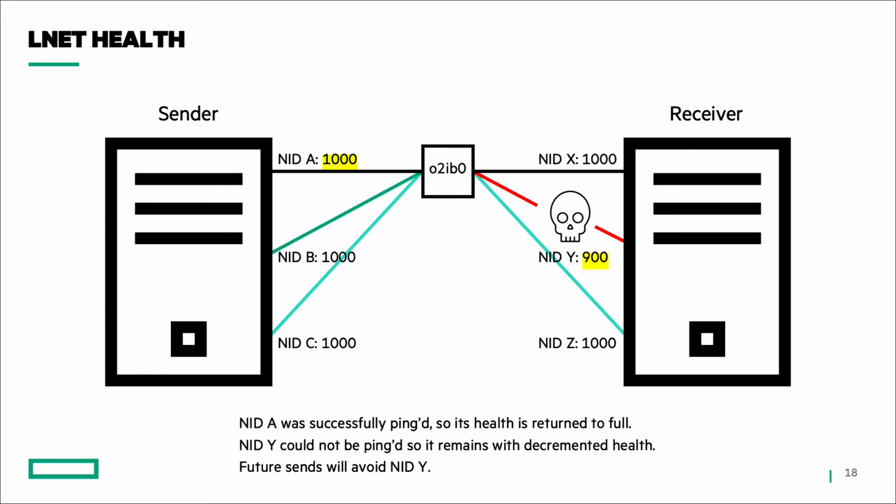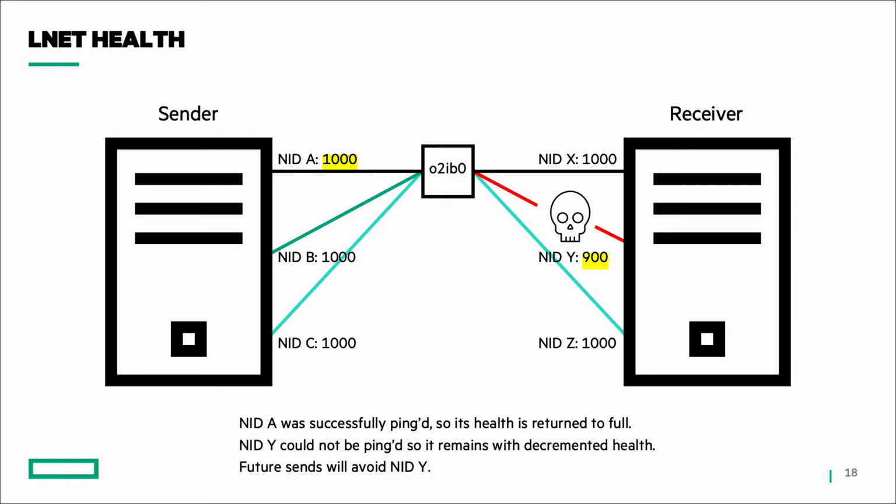So let's say the ping to NID A was successful. Its health value is restored to the maximum, and LNet will start using it just like before. But the recovery ping to NID Y failed, so its health value is still decremented, and LNet will prefer sending future traffic to either NID X or NID Z.